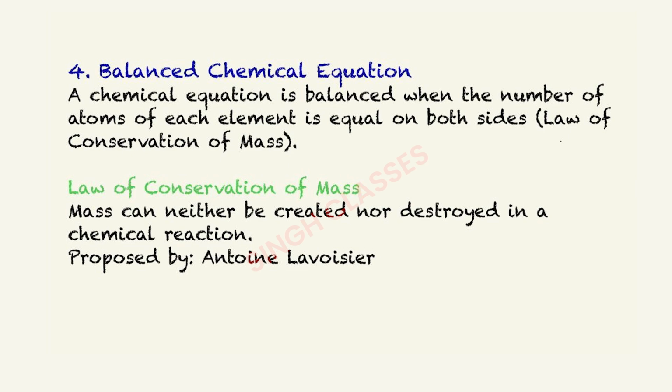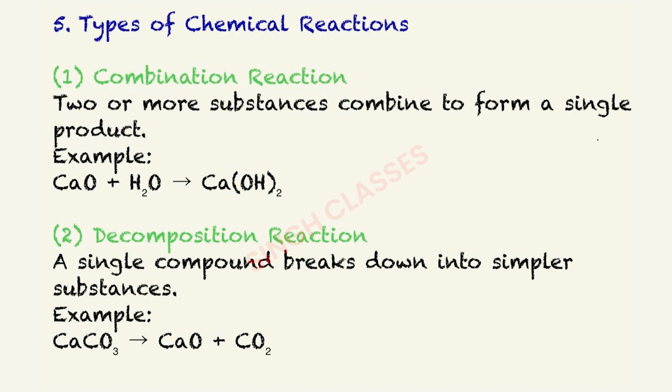4. Balanced chemical equation. A chemical equation is balanced when the number of atoms of each element is equal on both sides, following the law of conservation of mass. Law of conservation of mass: mass can neither be created nor destroyed in a chemical reaction. Proposed by Antoine Lavoisier.